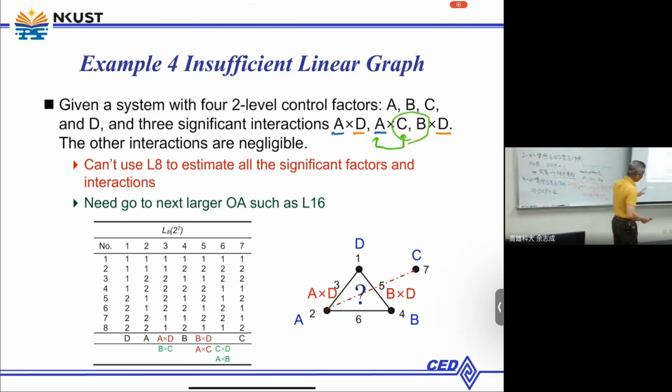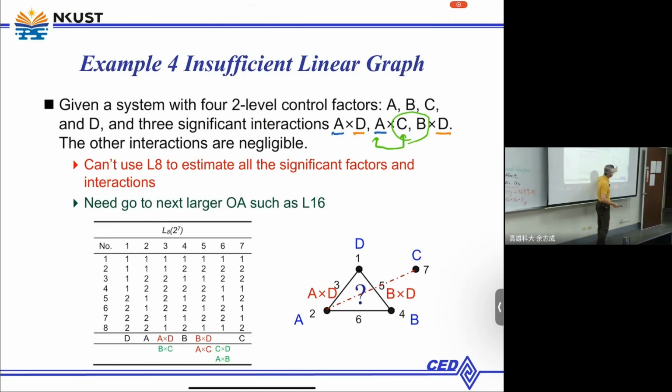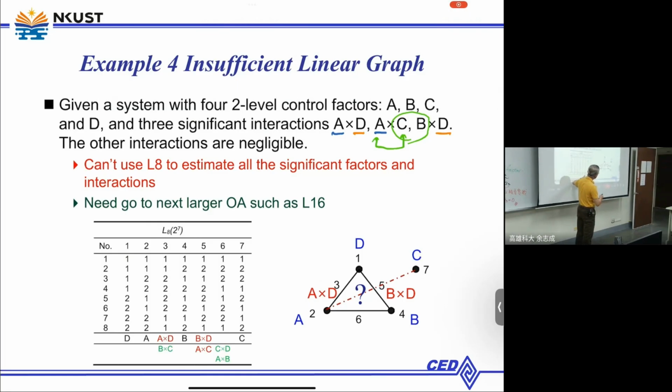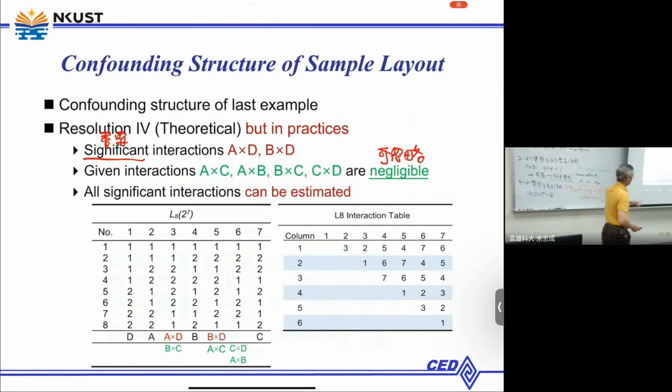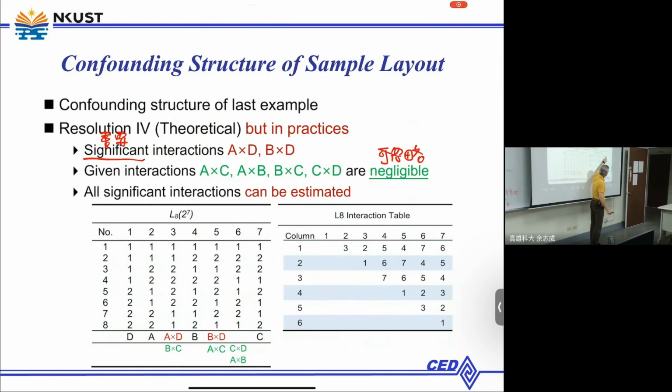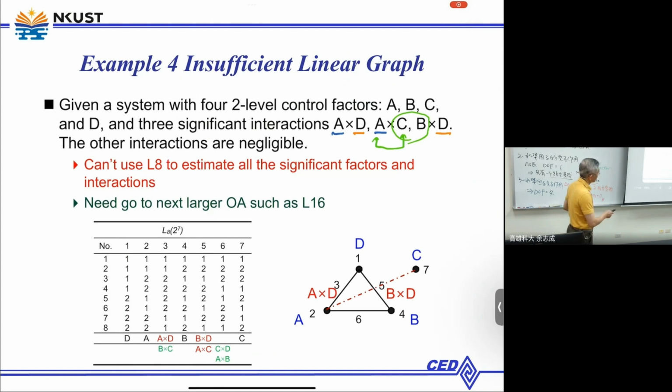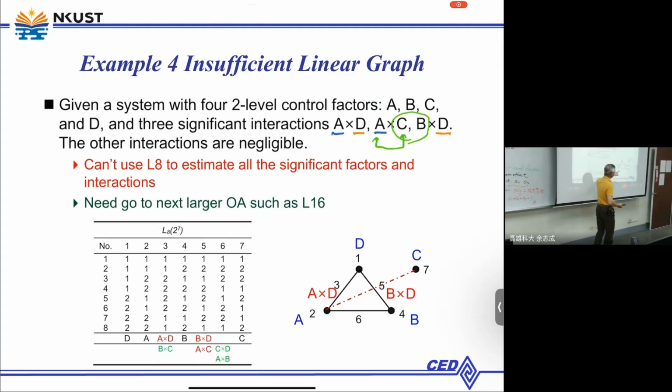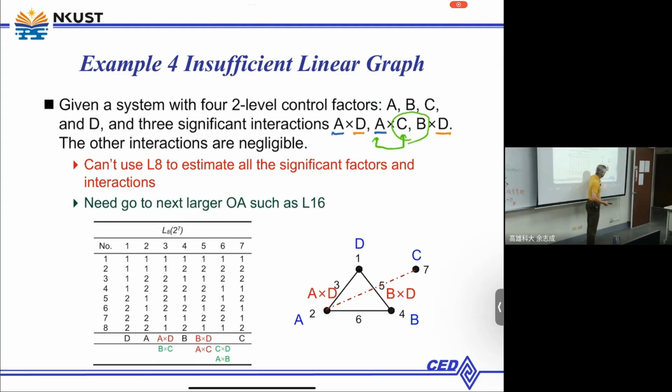And here, column 5 is already occupied by BD. If you check the interaction table, columns 2 and 7 will appear in column 5. So if you put C in column 7, the interaction in column 5 will be confounded with BD, because BD is already assigned to column 5.